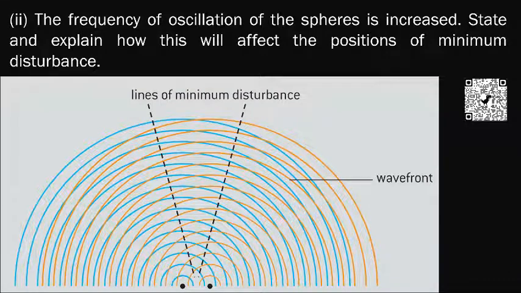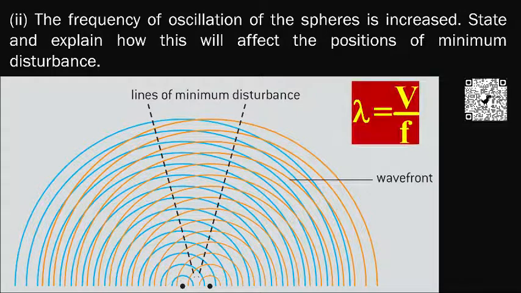Part ii. The frequency of oscillation of the spheres is increased. State and explain how this will affect the positions of minimum disturbance. Justification is based on lambda. You know, wavelength is equal to v over f. v is constant. The reason is evident: the velocity or speed of the wave is a property of the medium. The medium has not been changed, so velocity is constant.